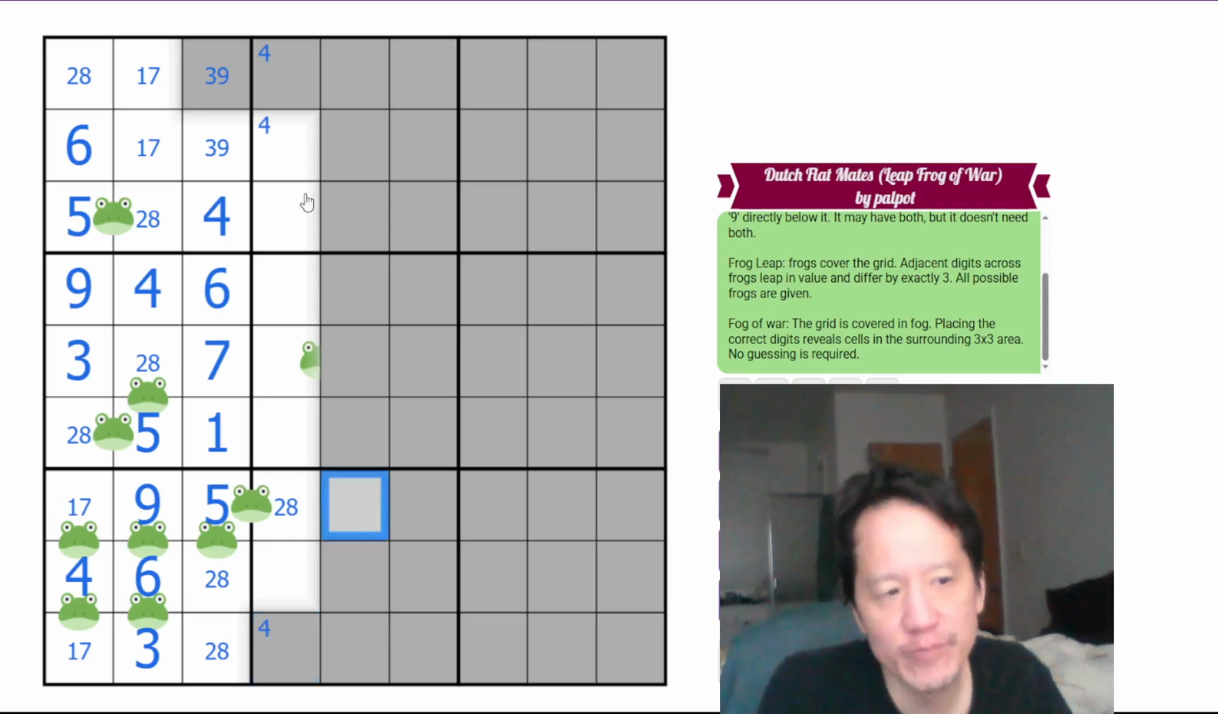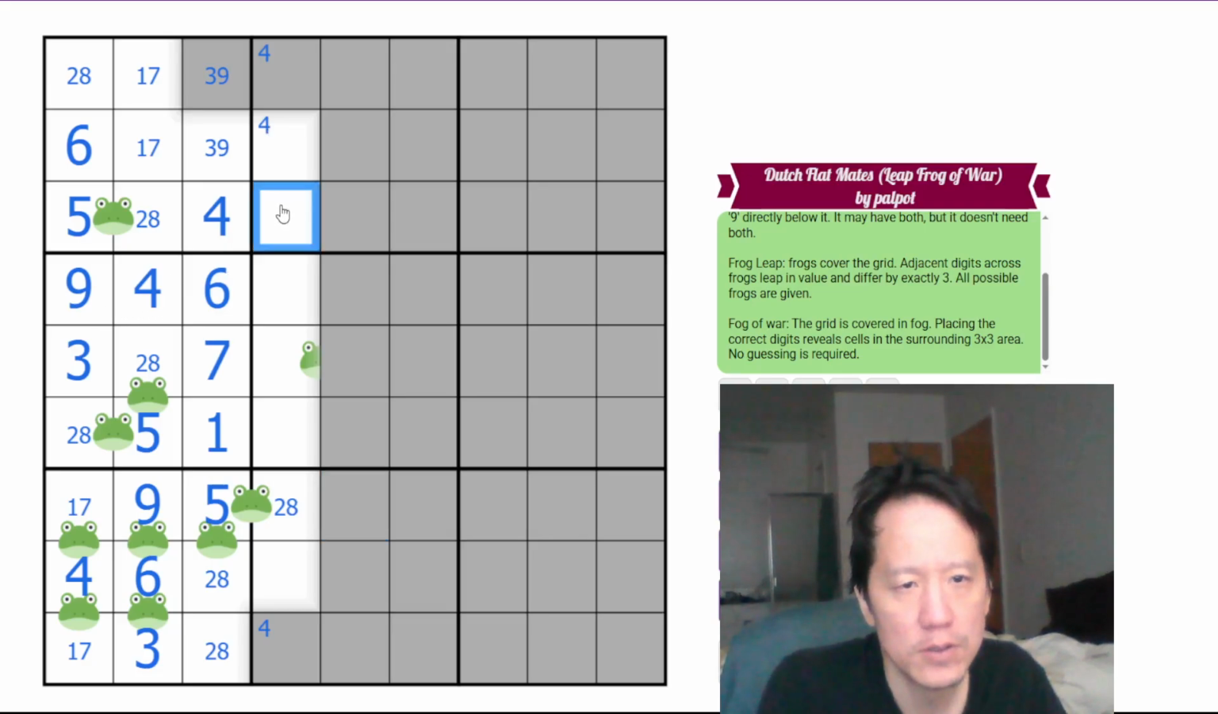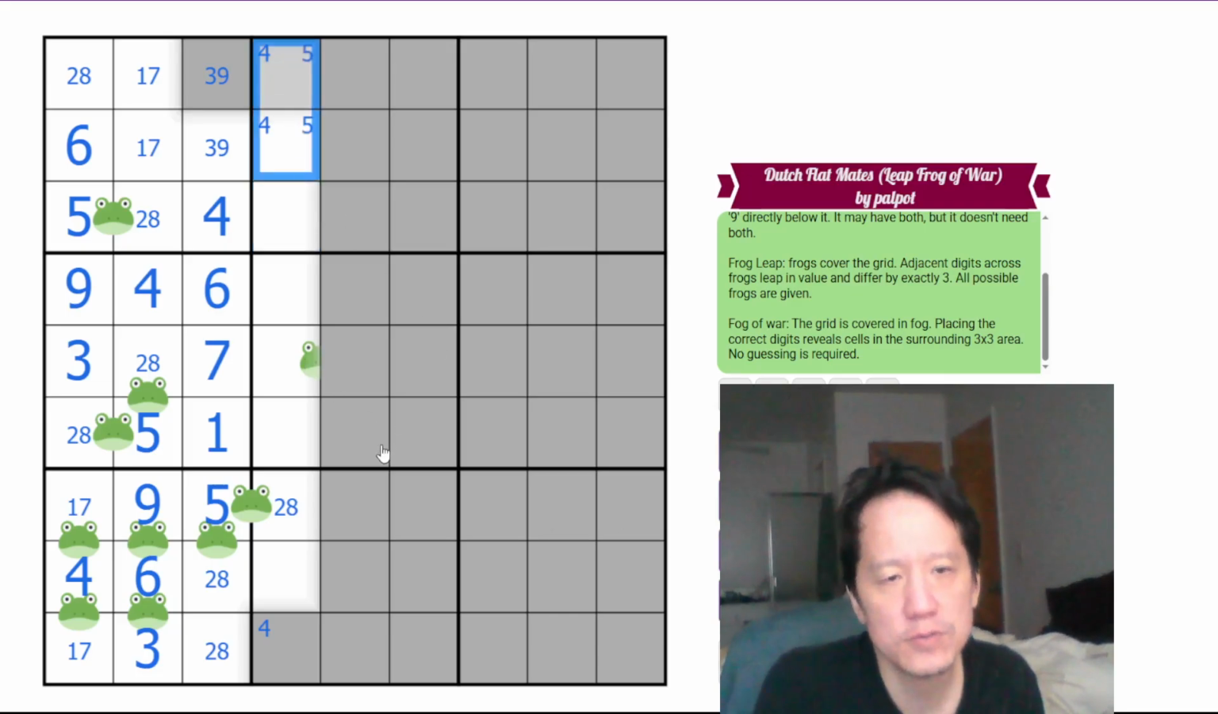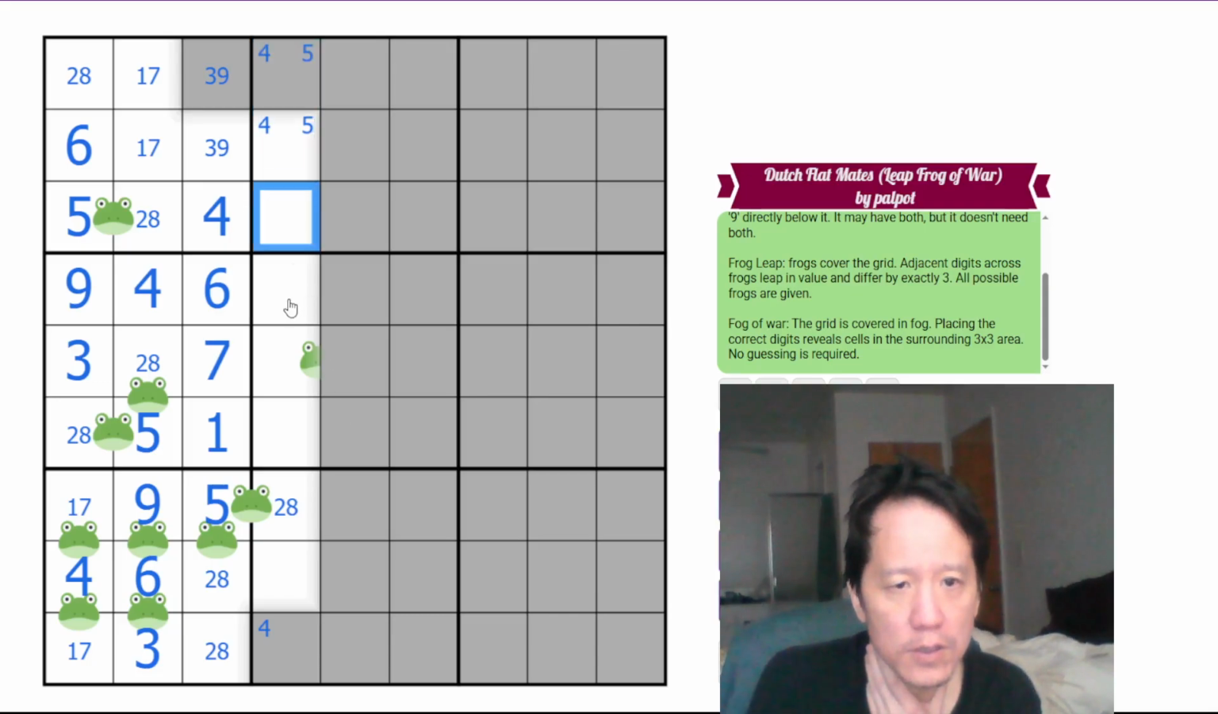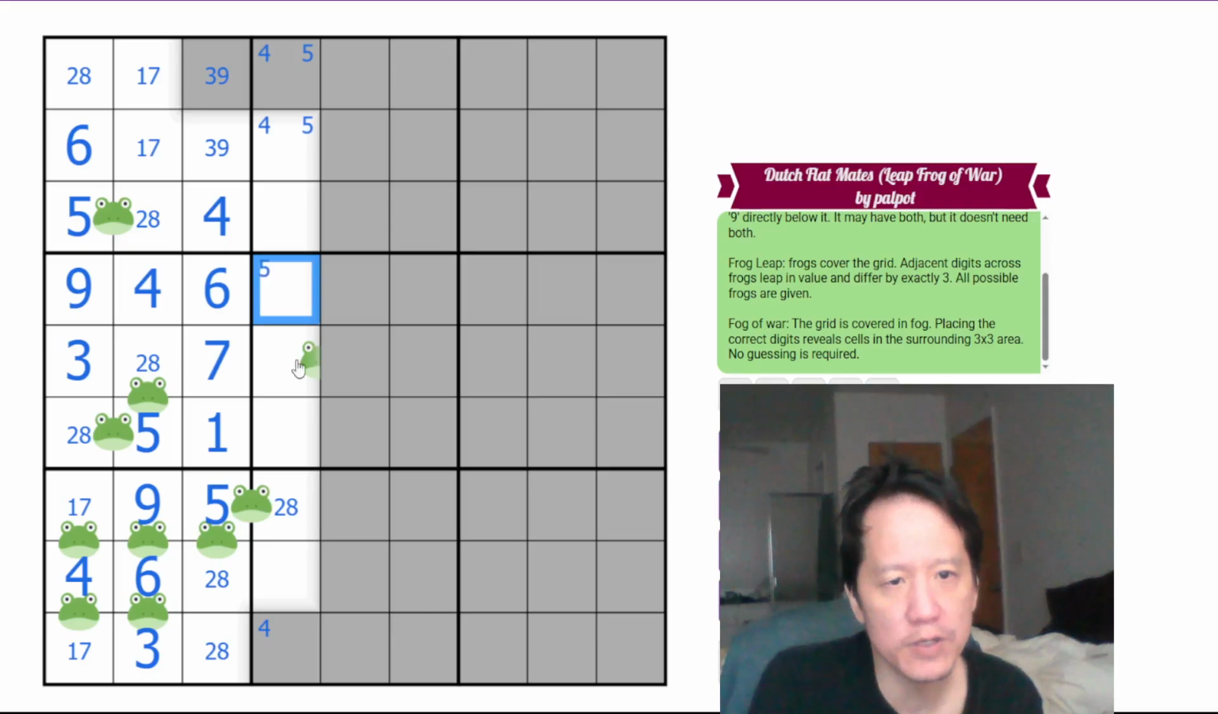Where can the 5 be in column 4? Can't be here. So 5 could be either of these two. Can't be here. It could be here or here. Cannot be here because of this 5. Can't be here because there would be a frog in between them, or it could be here.